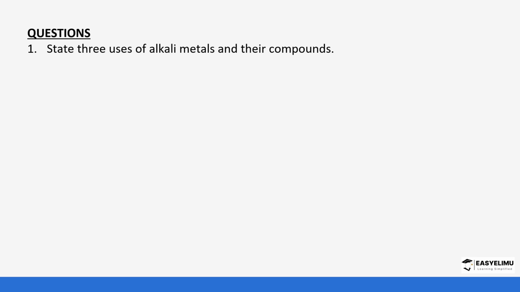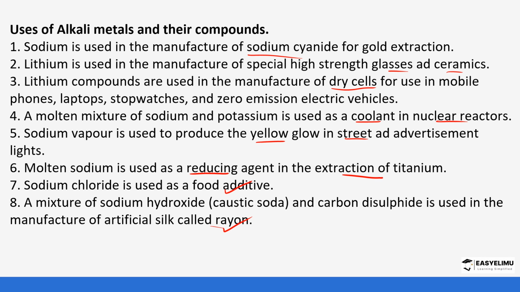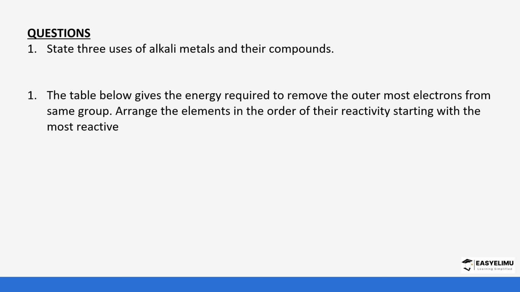The first question is state 3 uses of alkali metals and their compounds. Remember, we said that you have to be specific. So you can pick any of these uses that we have discussed. Sodium, lithium, you can also look at the mixture of sodium and potassium and how they are used. And then question 2: the table below gives the energy required to remove the outermost electron from the same group, basically ionization energy. Arrange the elements in order of their reactivity, starting with the most reactive.